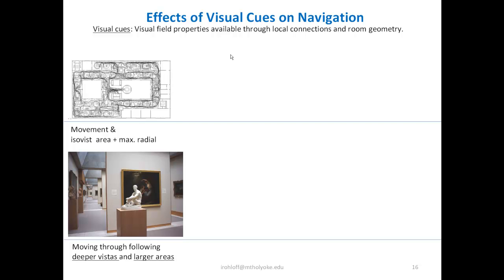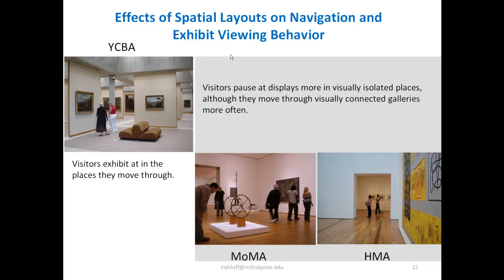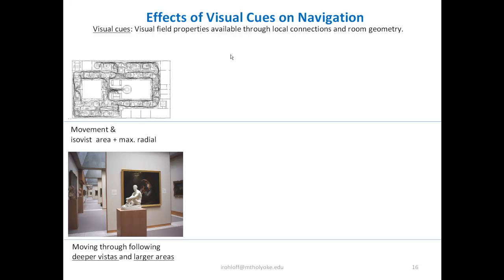In order to explain this phenomenon a little further, I looked at the effects of visual cues on these visitors' patterns. First of all, what I mean by visual cues is visual field properties or visual isovist properties available through local connections and room geometry. When I looked at the effect of visual cues on navigation, it looks like movement is influenced by visual area and maximum radial properties. That means visitors move through following the deeper vistas and larger areas. This picture quite captures the effect of deeper vistas on visitors' perception.